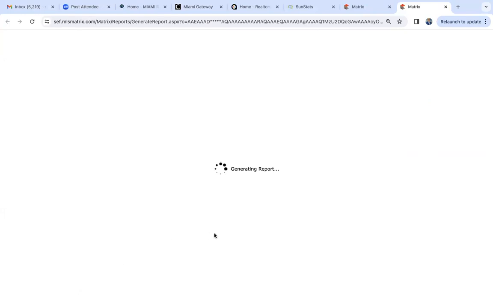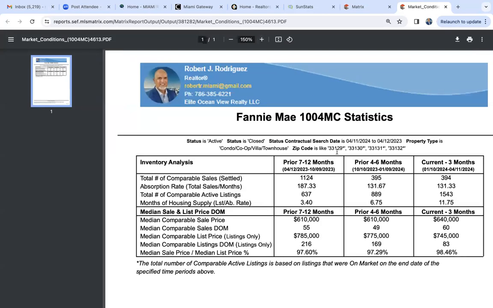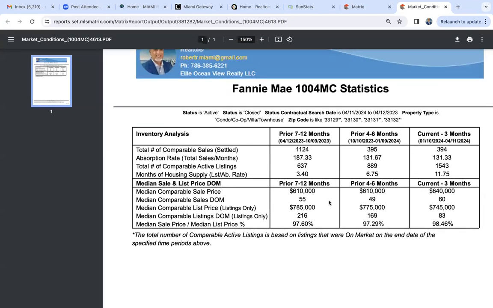You know, let's take a look. You're going to see an increase in inventory, a huge increase in inventory. Take a look, guys. If you had a buyer or a seller a year ago, you were hovering right over a seller's market. You had 3.5 months of inventory. You had very little inventory, 637. Well, guess what? We're up now to 1,543 active listings. That's almost a year of inventory. That's 11.75 months of inventory.